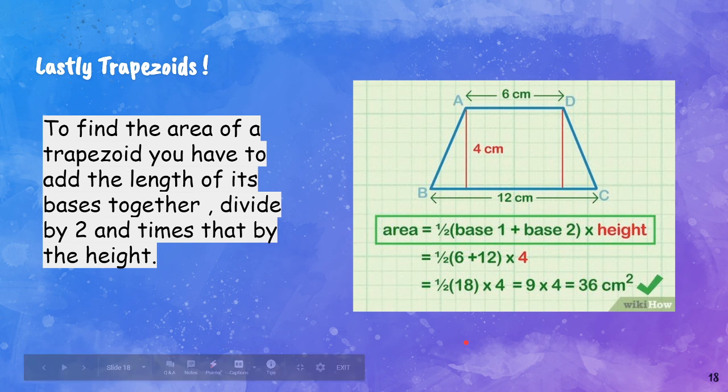So following PEMDAS, first, let's calculate the parentheses. 6 plus 12 is 18. So now we have 1/2 times 18 times 4. And then from here on, you can just do whatever you want since it all involves multiplication. So 1/2 times 18 is 9. 9 times 4 is 36 centimeters. You don't need to put the word squared. You can also add a symbol. This also shows that it's 36 cm squared. So, as a review, to find the area of a trapezoid, you have to add the length of its bases together. In this case, 6 and 12. And then you have to divide by 2 and times that by the perpendicular height, which here is 4.